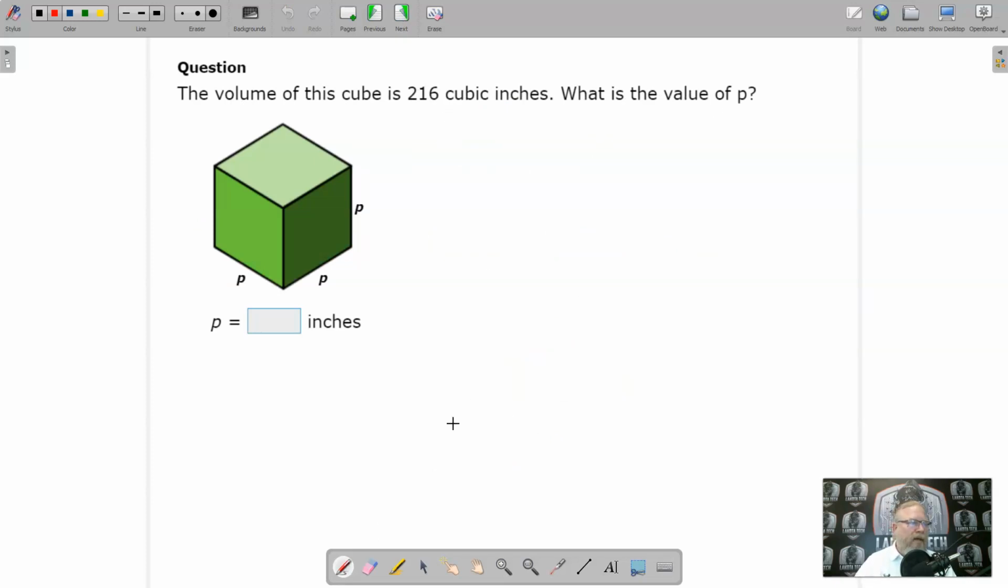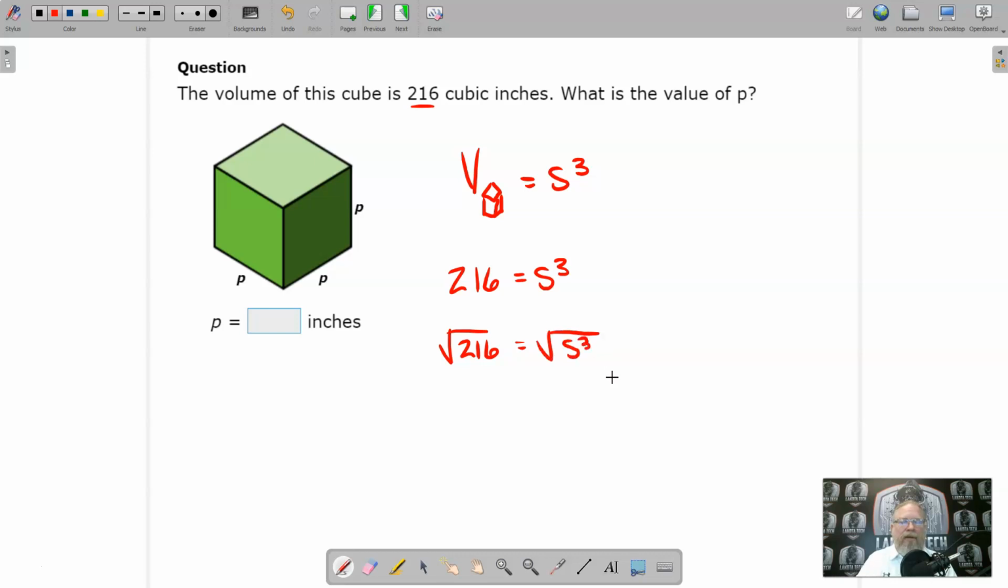On the next one, here we have the volume of this cube is 216 cubic inches. What's the value of P? Well, volume of a cube, and that's not a very good cube, but at any rate, we know is S cubed. So let's go ahead and put in what we do know. We do know that the volume is 216. 216 equals S cubed. Now we need to know the side length. So we take the cube root of both sides, the cube root of 216 and the cube root of S cubed. What we do to one side, we do to the other.